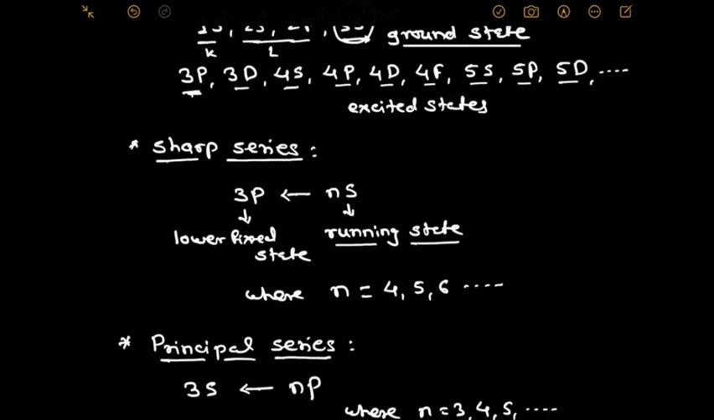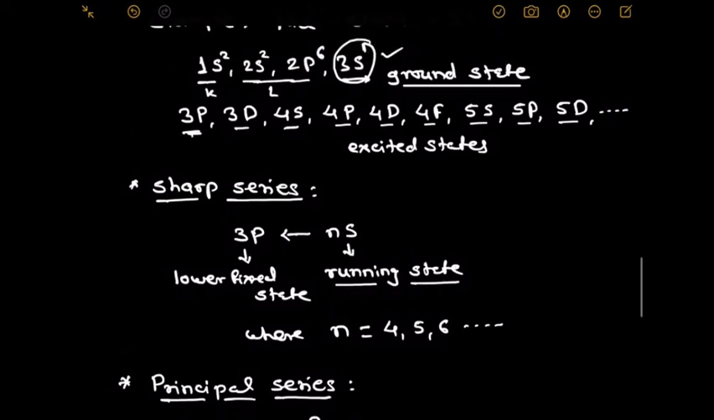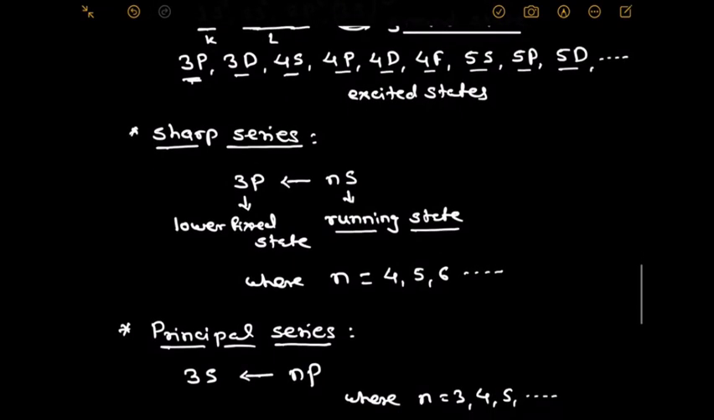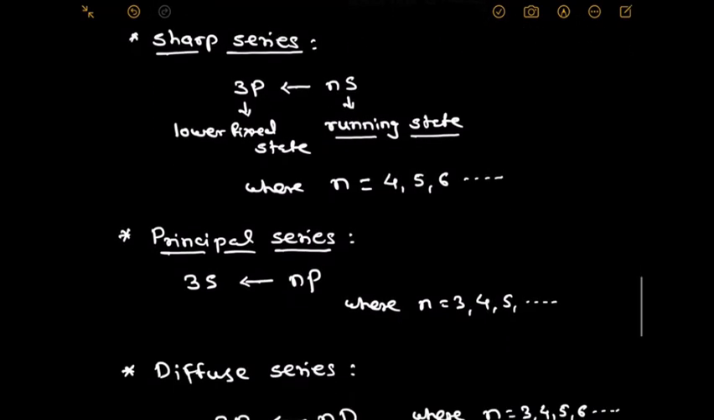N is greater than or equal to 3, meaning n must be equal to 3, 4, 5, 6 and so on. Hence, the transition takes place from 3P, 4P, 5P, 6P, 7P and so on to the lowest fixed state. The fixed state nearest to that one is 3S. We cannot write go to the F, since the lower state is 3S. That is the principal series.